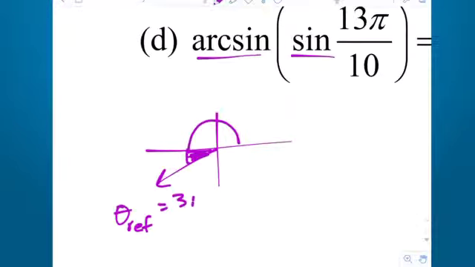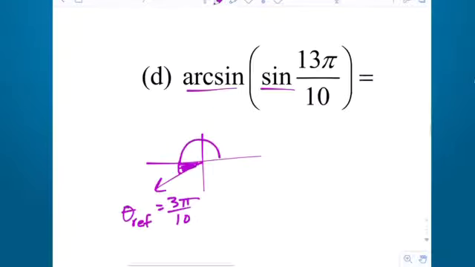3 pi tenths. We've gone 3 pi tenths past 10 pi tenths, which is pi. So in that quadrant, is sine positive or negative? Negative. I want to pick then the angle that has the same sine value as 13 pi tenths, but it has to be in either quadrants 1 or 4.